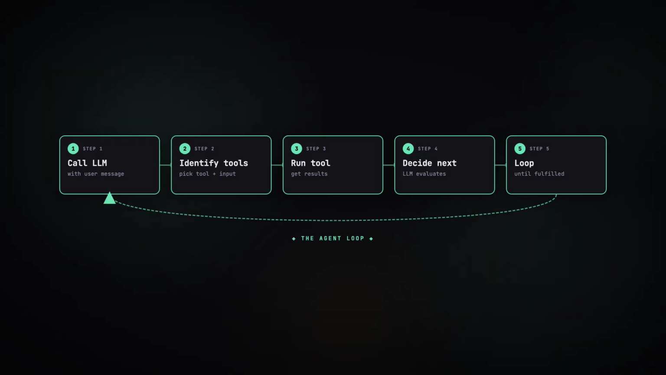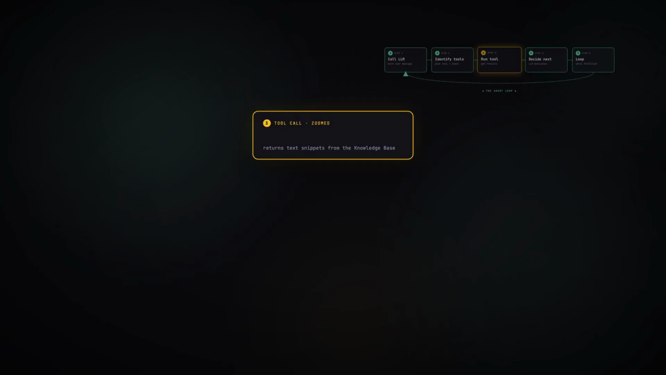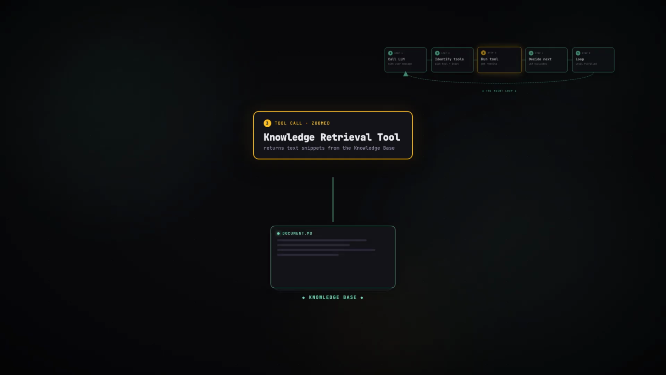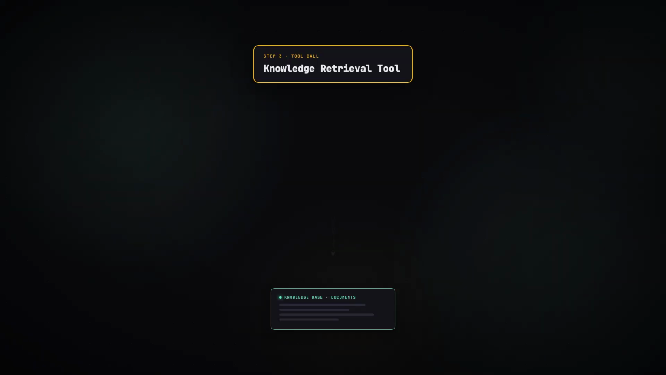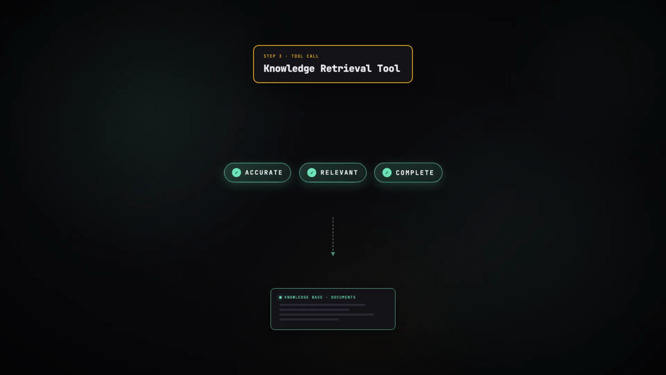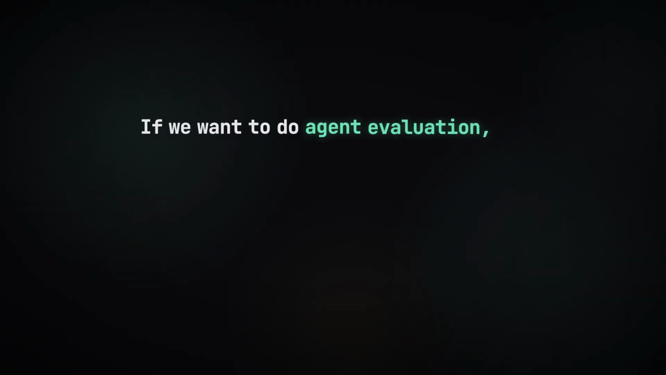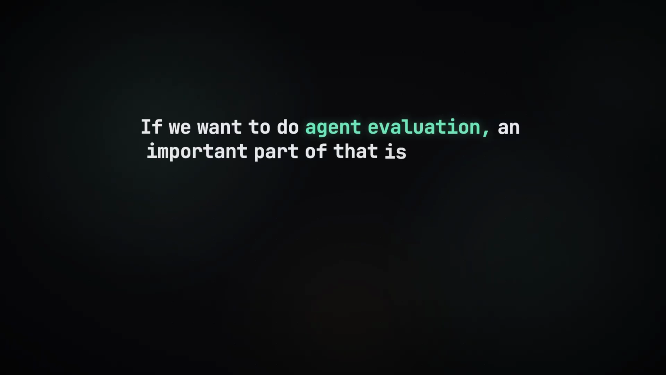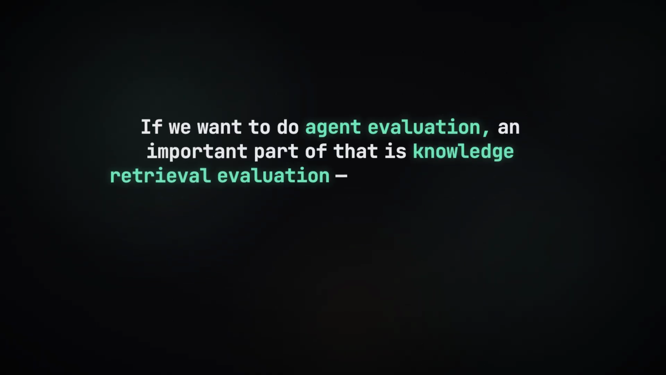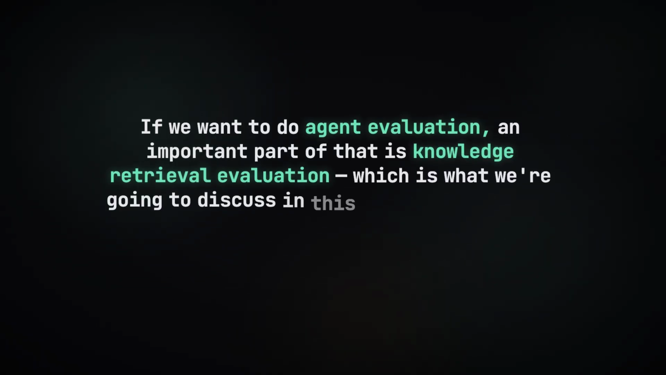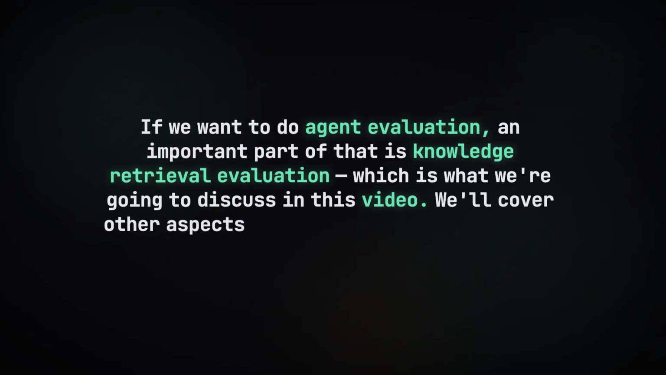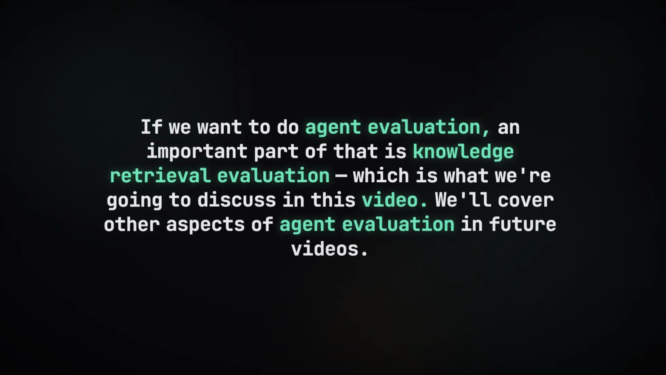As part of this agent loop, one important tool the agent needs to call is the knowledge retrieval tool to get the relevant knowledge text snippets from the documents in the knowledge base. And it's super important that the results of these knowledge retrieval tools are of high quality, accurate, relevant, and complete. If we want to do agent evaluation, an important part of that is knowledge retrieval evaluation, which is what we're going to discuss in this video. We'll cover other aspects of agent evaluation in future videos.